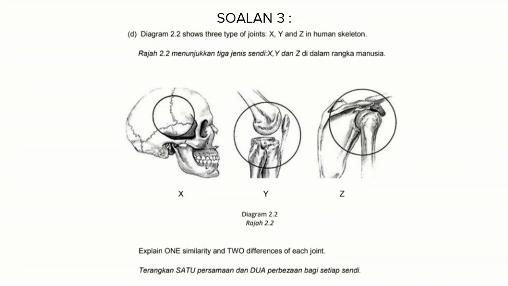Okay, adanya diagram 2.2. Ada 3 jenis sendi: X bahagian tengkorak, Y lutut, dan Z ialah bahagian bawah shoulder. Explain one similarity, terangkan satu persamaan dan dua perbezaan bagi setiap sendi.